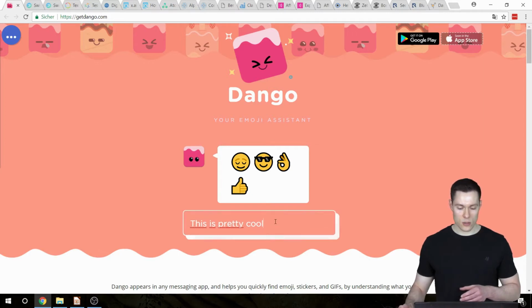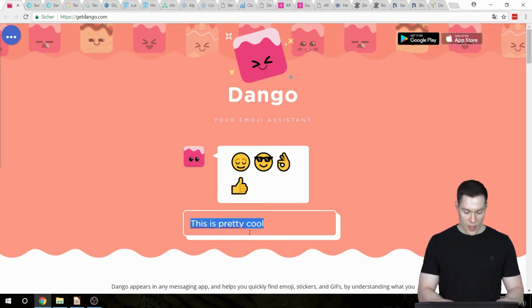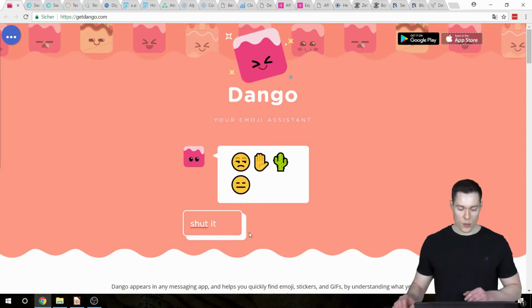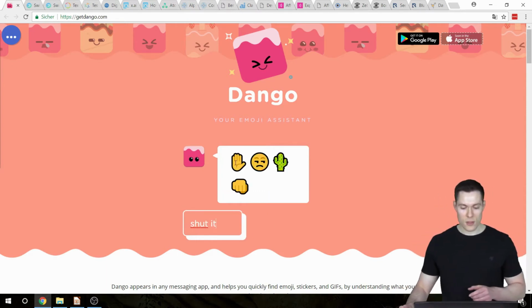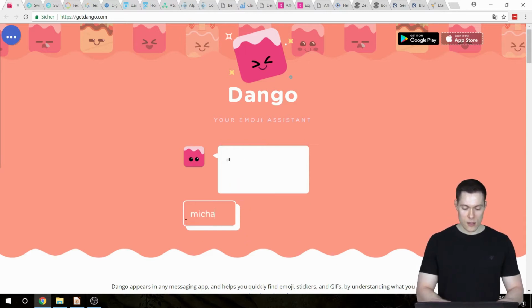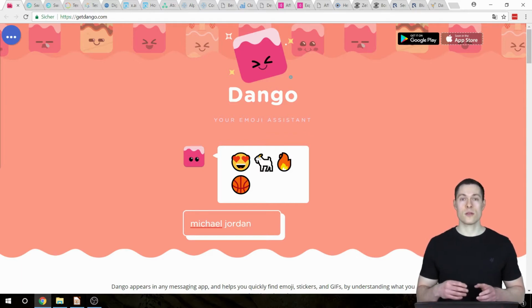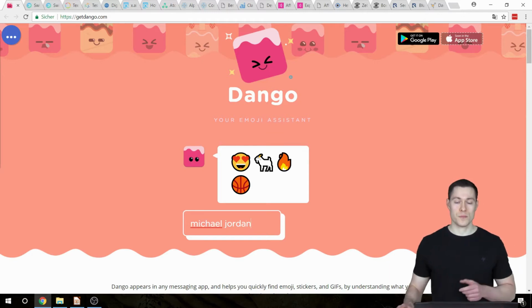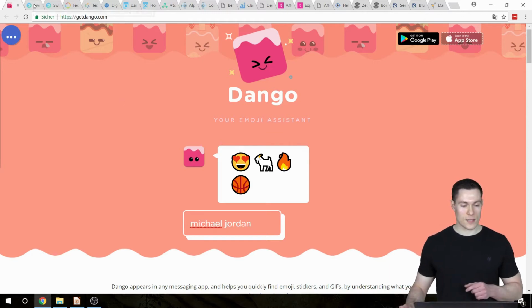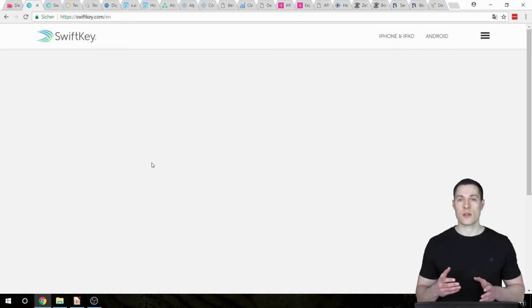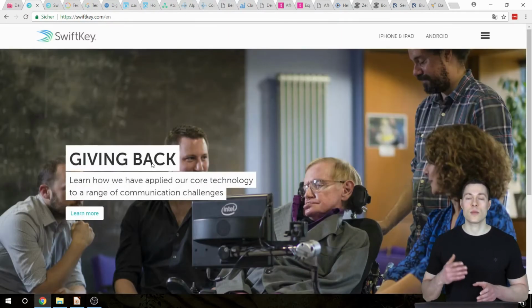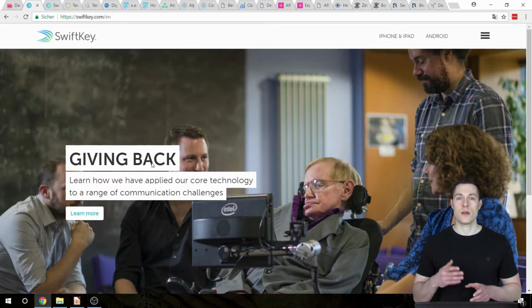And on their website, you can also play around with the app. So if you, for example, write shuttered, then it shows the hand emoji or the cactus emoji. Or if you, for example, write Michael Jordan, then it recognizes that it has something to do with basketball, and it also recommends the GOAT emoji because Michael Jordan was the greatest of all time.